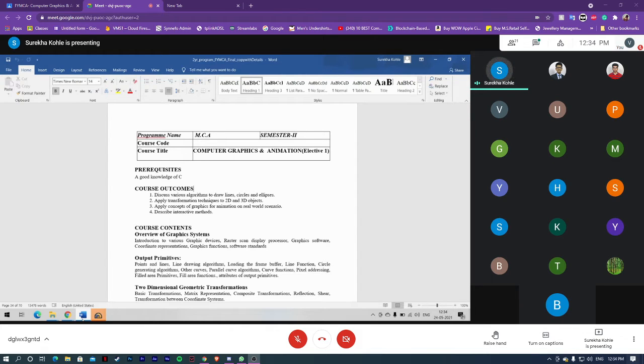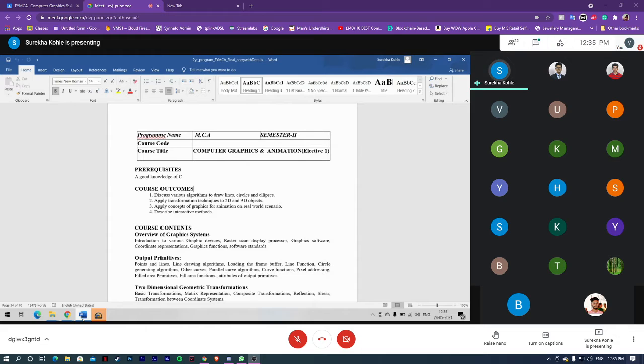Then apply transformation techniques to 2D and 3D objects. So there are different types of objects which we will learn in this computer graphics, 2D, two dimension, and three dimension, and apply the concepts of graphics and animation to real world scenarios. Whatever you are seeing on the monitor, how it is going to display, how it is going to be visible to the users or viewers, how they are going to draw those objects, how it is going to animate.